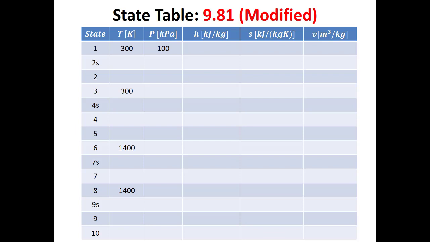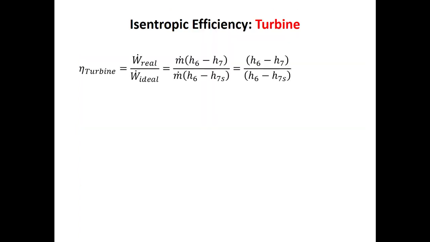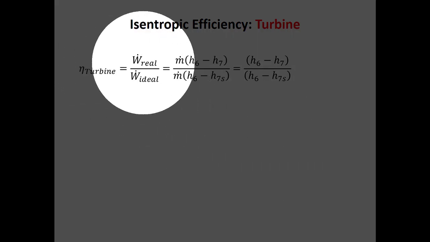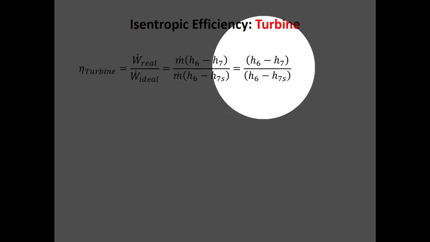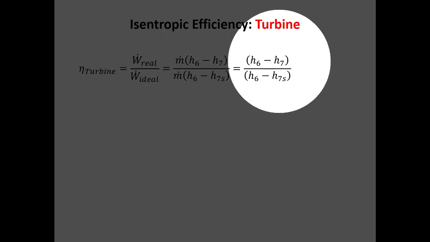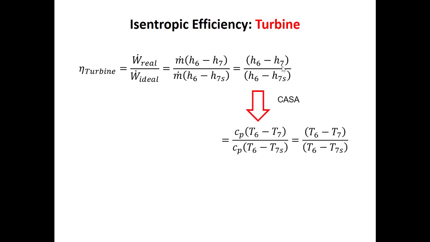Now, to go through the real turbine, we need the isentropic efficiency of the turbine, which was given in the problem. Here, we would use the turbine equation for isentropic efficiency, which is the real power divided by the ideal power. Remember, the ideal turbine puts out more power than the real turbine. Again, the only thing we don't know is the enthalpy at the real exit. So we can find H7 because we know H7s and the isentropic efficiency of the turbine. Or if we were using a cold air standard analysis, we would be finding T7 because we know T7s and eta for the turbine.